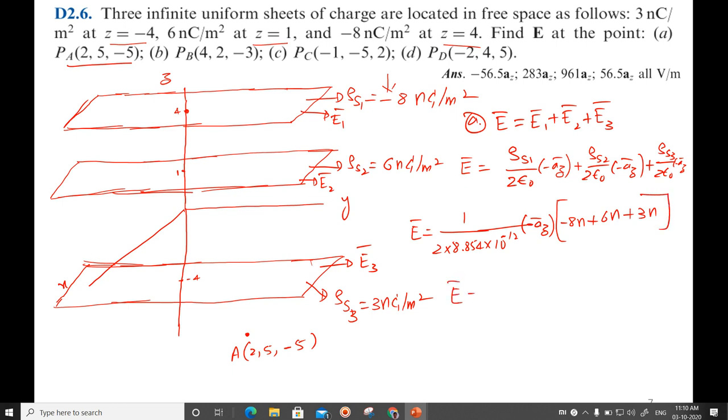So we'll calculate this. How much will you get? Minus 8 plus 6 plus 3, so I am getting 1 nano. So 1 nano, 10 power minus 9, divided by, I am dividing this denominator 2 into 8.854 exponential minus 12. I hope you are doing it in parallel with me.